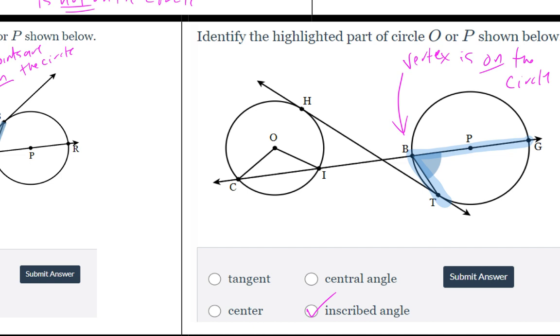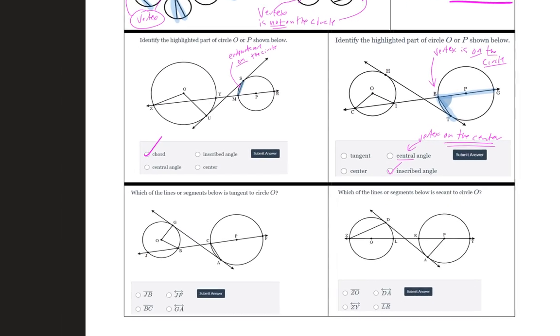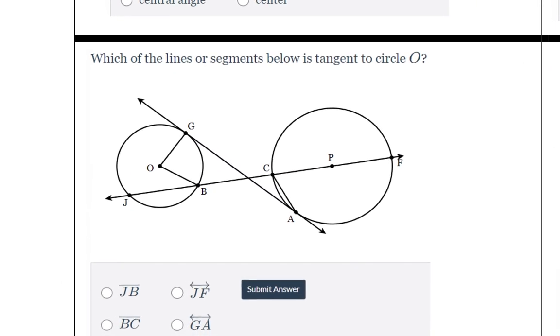A central angle, what is a central angle? Well, the vertex would be on the center, right? Vertex would be on the center if it's a central angle. Inscribed angle, the vertex is on the circle itself, okay? All right, nice. Let's keep it going. Let's look at this one.